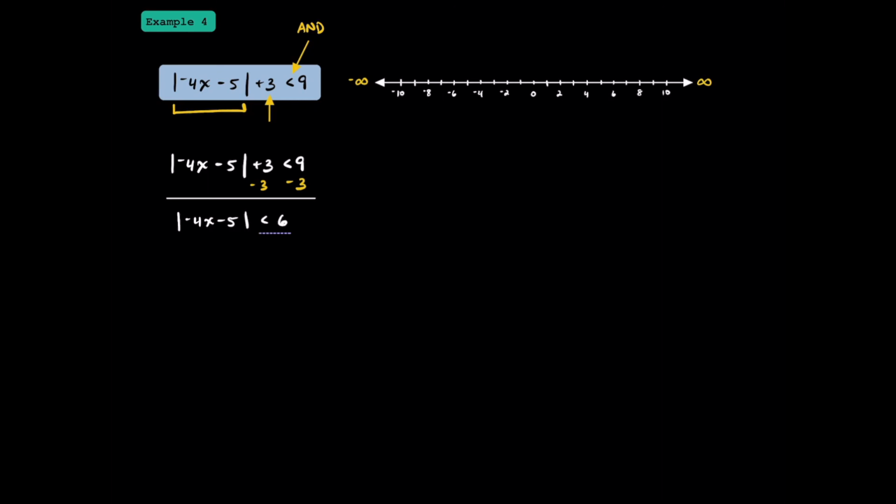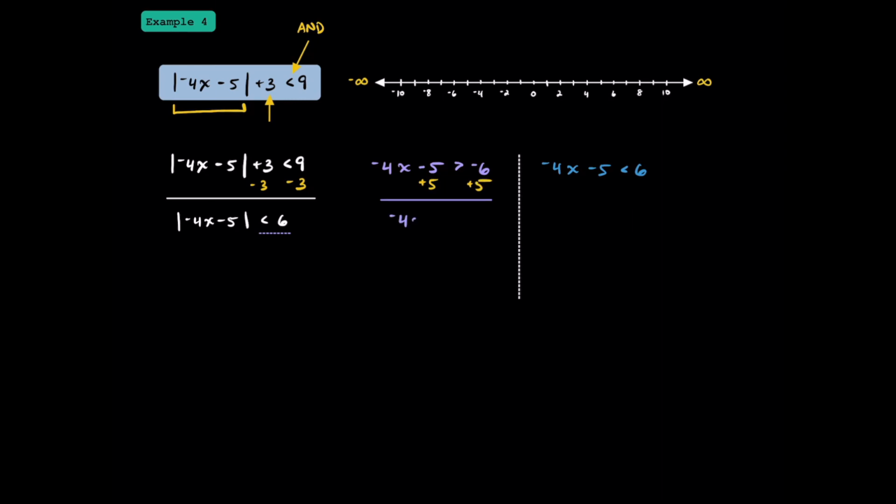Since we have to be less than 6 units away from 0 on the negative side, we're going to say negative 4x minus 5 is greater than negative 6. On the positive side of the number line, we're going to say negative 4x minus 5 is less than positive 6. To start solving on the left, we're going to add 5 to both sides.